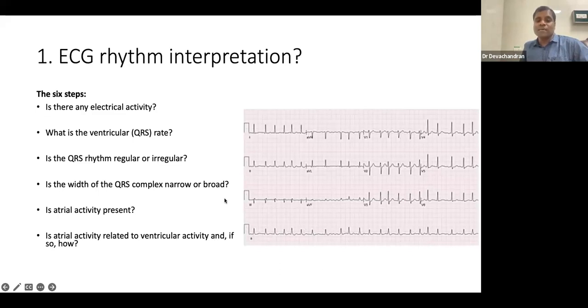Is the width of the QRS complex narrow or broad? It is narrow. It may not be all that clear for you, but it's only 2 small squares per QRS. So it is a narrow complex, irregular tachycardia. We said if it's narrow complex, it is atrial, and if it's irregular, it's fibrillating. So atrial fibrillation is the diagnosis. Is there atrial activity present? No, you don't see any P waves. If you don't see P waves, then there's no point in answering the 6th question.